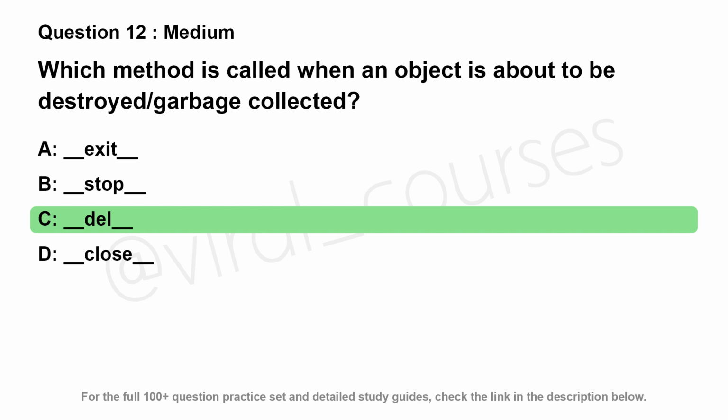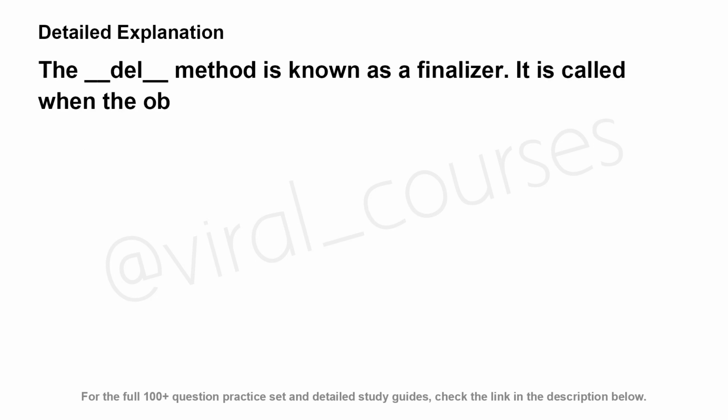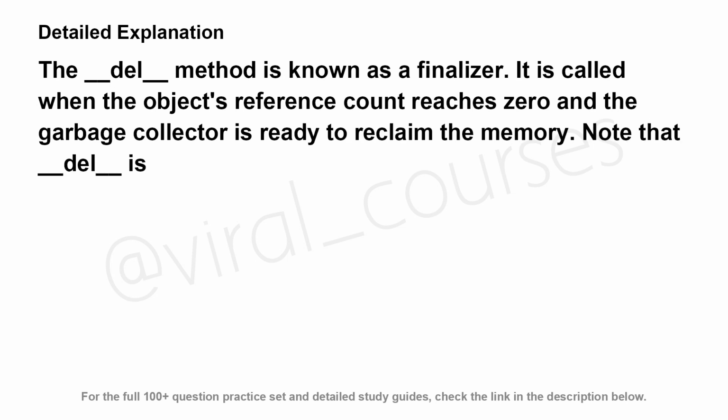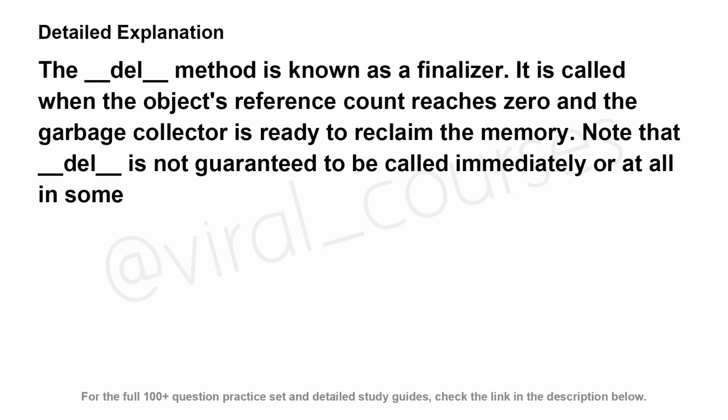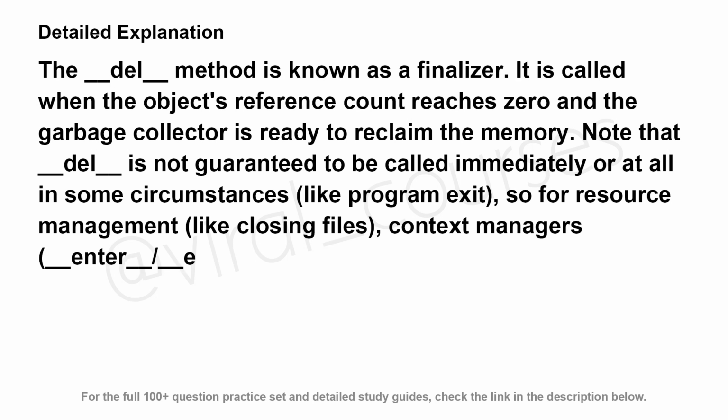The correct answer is C. The __del__ method is known as a finalizer. It is called when the object's reference count reaches 0 and the garbage collector is ready to reclaim the memory. Note that __del__ is not guaranteed to be called immediately or at all in some circumstances, like program exit. So for resource management, like closing files, context managers, __enter__ and __exit__, are preferred.